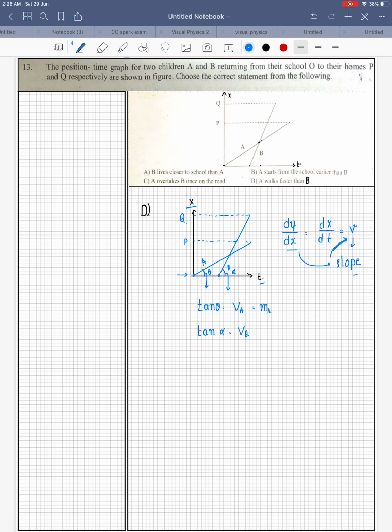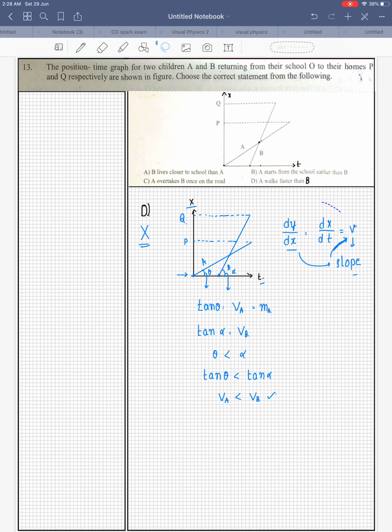From this, intuitively you can say theta is less than alpha, so tan theta is less than tan alpha, so the velocity of A is less than the velocity of B. So B walks faster than A. So option D is actually wrong, assuming that the question is A walks faster than B. Somehow I think it's a printing mistake. A walks faster than A was given, so D is not the option.